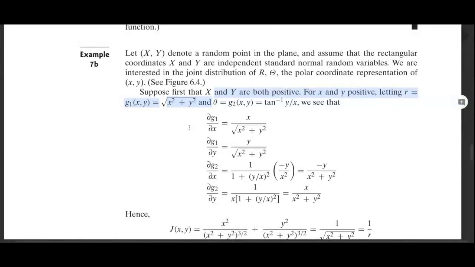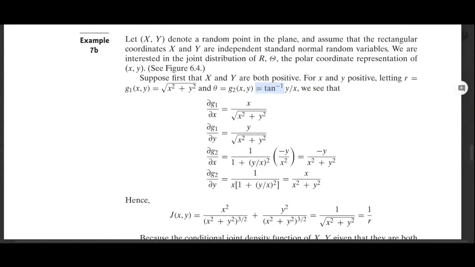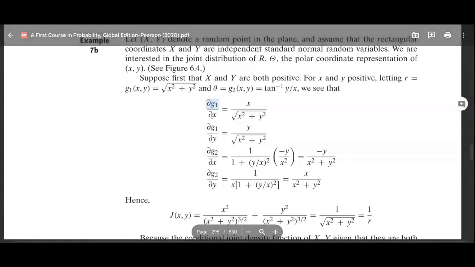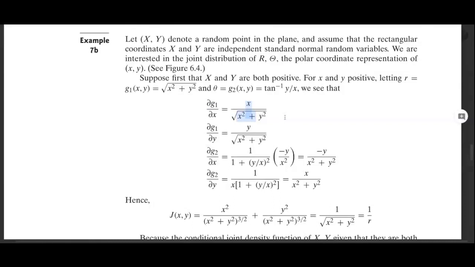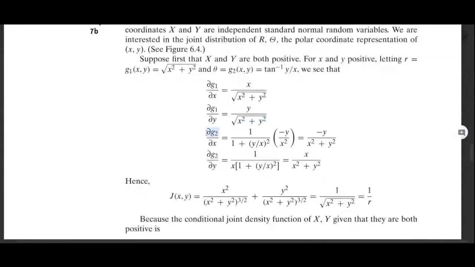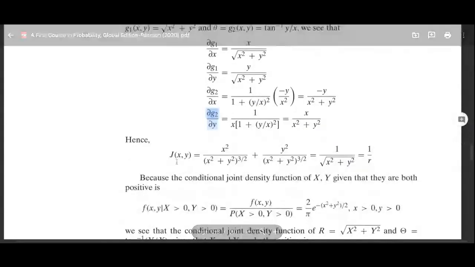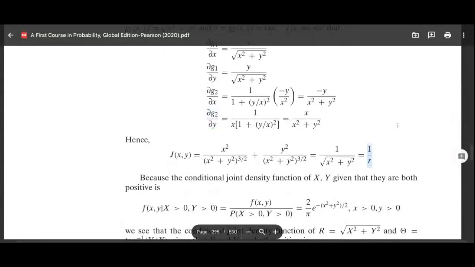Suppose that x and y are both positive, letting r equal the radius. So consider r as g1 of (x, y), the square root of x squared plus y squared, and theta as g2, which is the arctangent of y over x. So basically, we assume everything is in the first quadrant. So we see that partial g1 over partial x is this, partial g1 over partial y is this, partial g2 over partial x is this, and partial g2 over partial y is this. So the Jacobian, if we calculate, we get 1 over r.